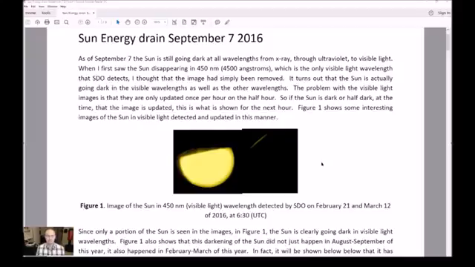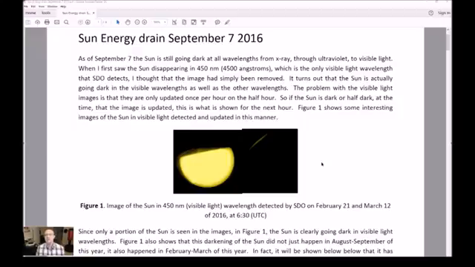visible light. When I first saw that the sun was disappearing in the 450 nanometer, 4,500 angstrom wavelength, which is the only visible light wavelength that SDO detects, by the way, I thought that the image had simply been removed. It turns out that the sun is actually going dark in the visible wavelengths as well as the other wavelengths.